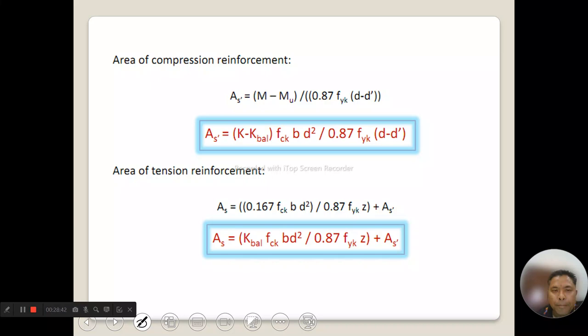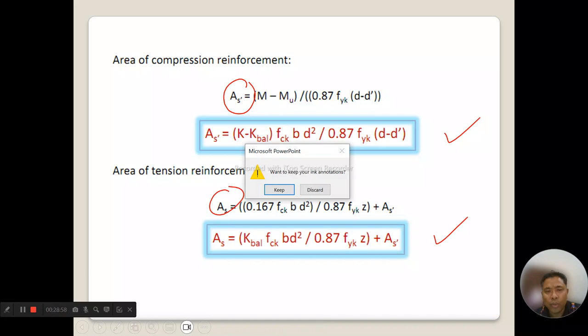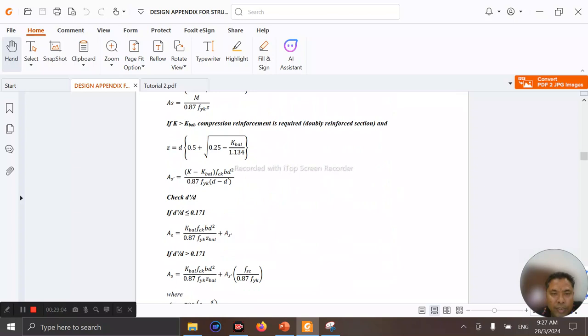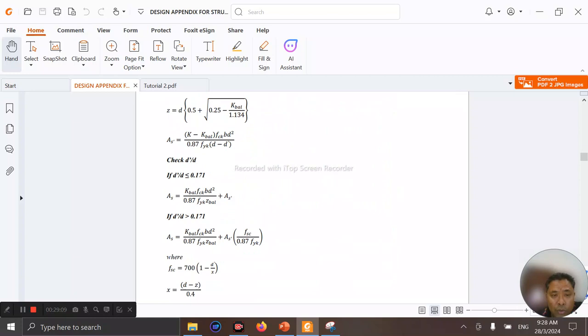Okay, so after you play around with the formula, then you can get the area of compression reinforcement AS prime. Inilah formula dia. And area in tension AS will be this one. So sebenarnya tak perlu nak ingat sangat lah, because dalam Euro code ada. So I will show it to you, this part. So this is the AS prime. As I said, no need to memorize, and also you can have AS area also.